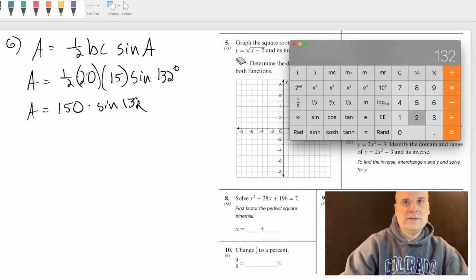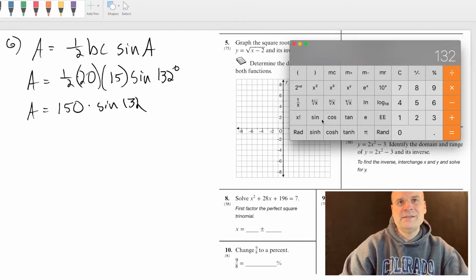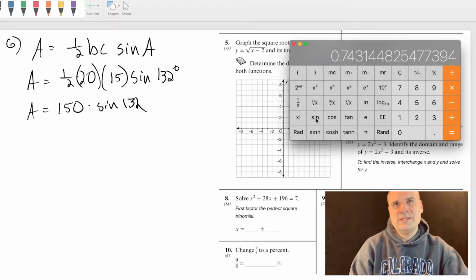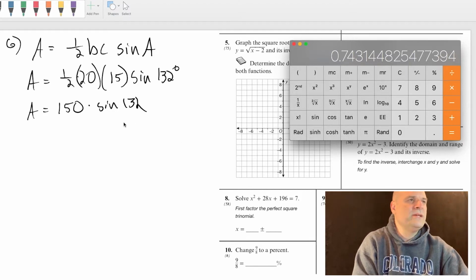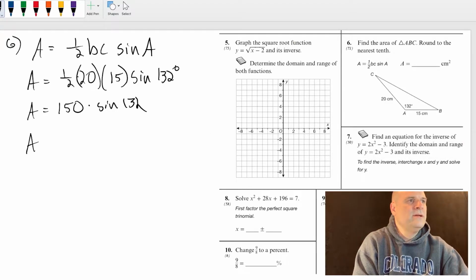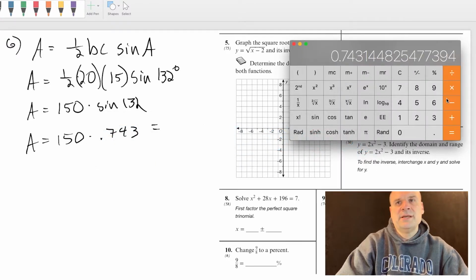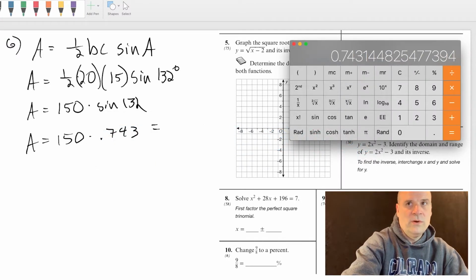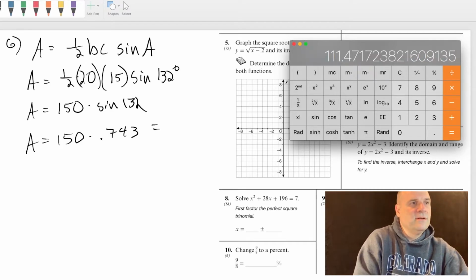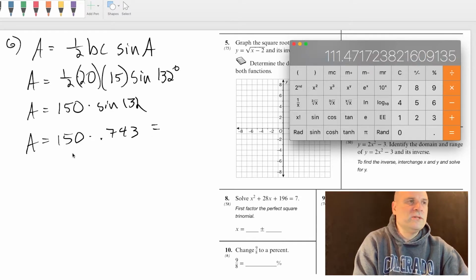So the sine of 132 is 0.743-ish. So area equals 150 times 0.743-ish. Do that math. So 150 times that equals 111.47.